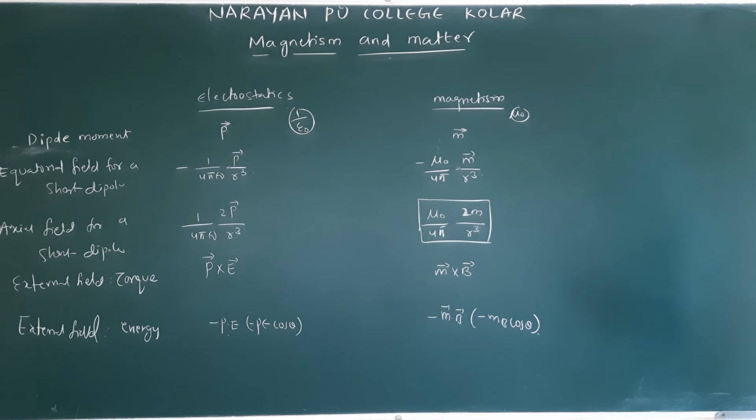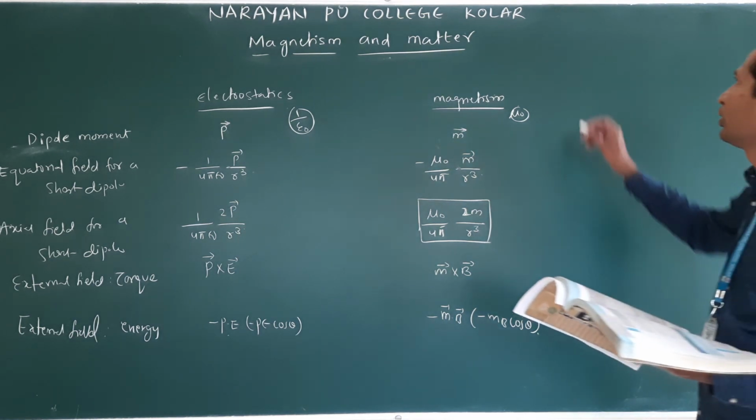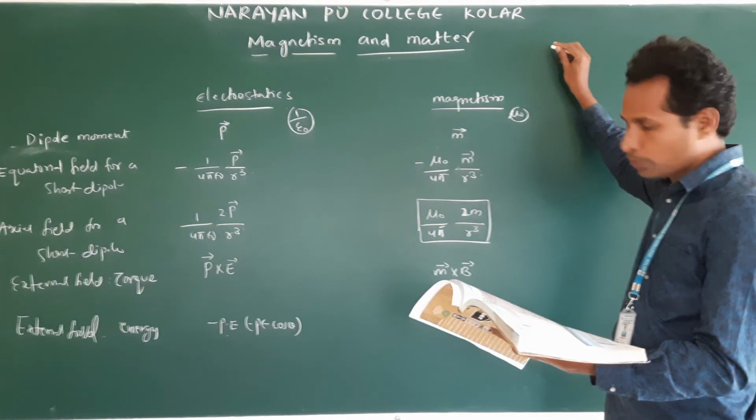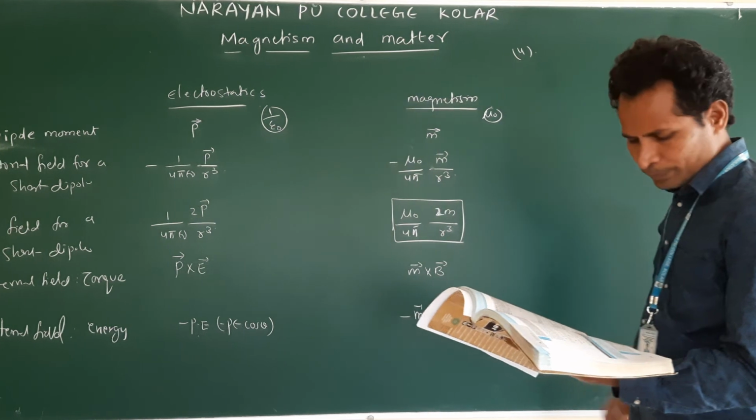Next, fourth problem. What is the magnitude of the equatorial and axial fields due to a bar magnet of length 5 cm at a distance of 50 cm from its midpoint? The magnetic moment of the bar magnet is 0.4 ampere meter square, the same as in example problem 5.2. Okay, now this is an example problem.